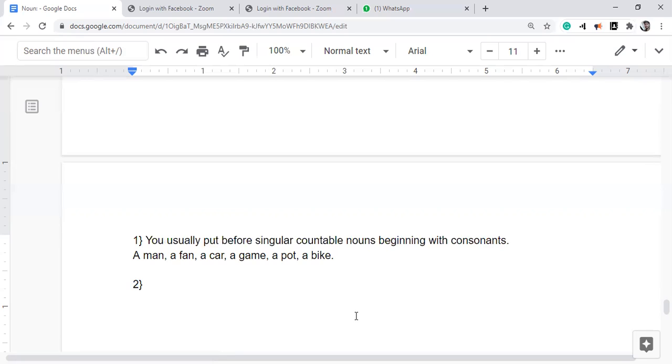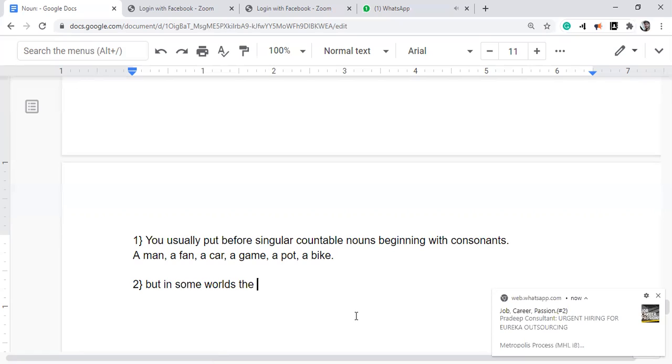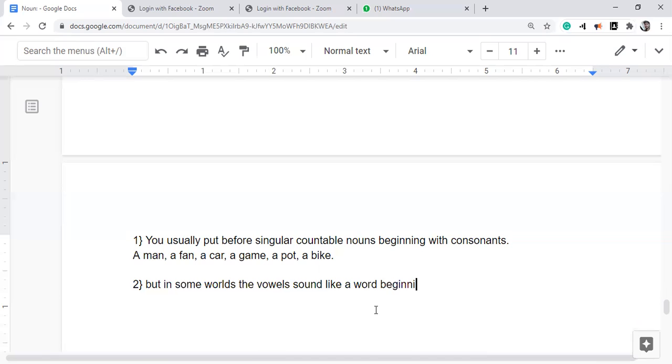But in some cases, some vowels sound like they are beginning with a consonant. We use a, not an. For example, in some words the vowels sound like a word beginning with a consonant.